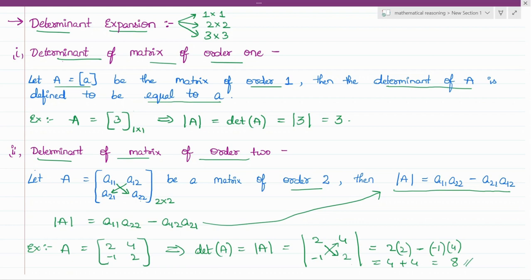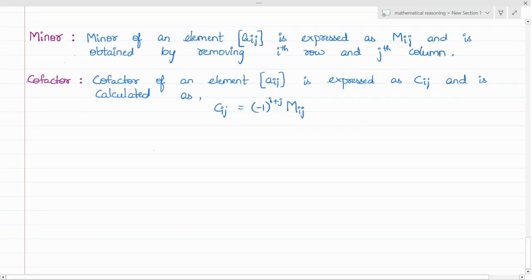So let's see the third case. Before getting into the third case of order 3 cross 3, first let's see a few terms which are called a minor and a cofactor. What are they actually called? So a minor is nothing but, for an element Aij of a matrix, it is expressed as Mij and it is obtained by removing the ith row and jth column.